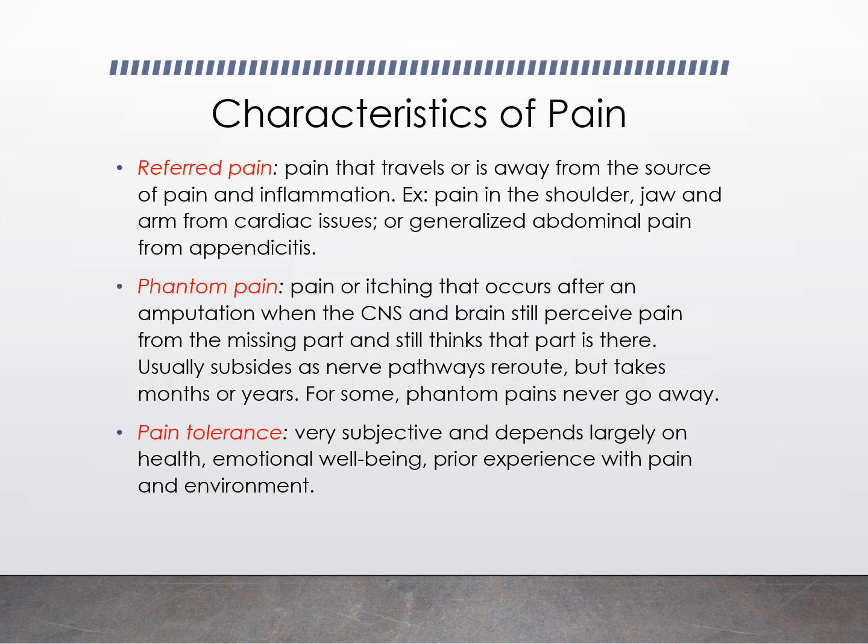So some other characteristics of pain or terms I want you to be familiar with. Referred pain. This is pain that's felt somewhere other than the source of the pain. A common example of this is jaw or shoulder pain during a heart attack. We hear this a lot. Then we have what we call phantom pain. This is pain or itching in a limb that was amputated. So after time, the nerve pathways do reroute, but this can take a long time, and sometimes it never goes away. And then we already talked about that pain tolerance.